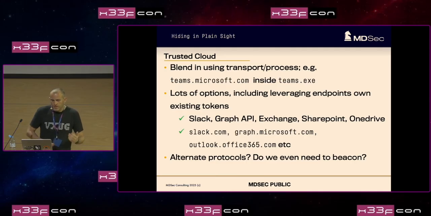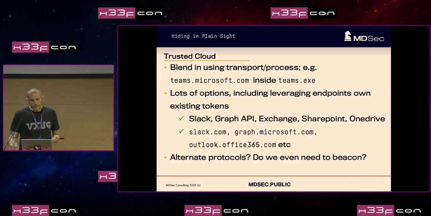And there's lots of options for this kind of stuff. When you've got access to a host, you might have a look at what services are on there and then try and build your custom C2 to blend in with that sort of stuff. As I say, there's lots of options. There's Slack, Graph API, Exchange, SharePoint, OneDrive. All of these are potential vectors for doing C2.